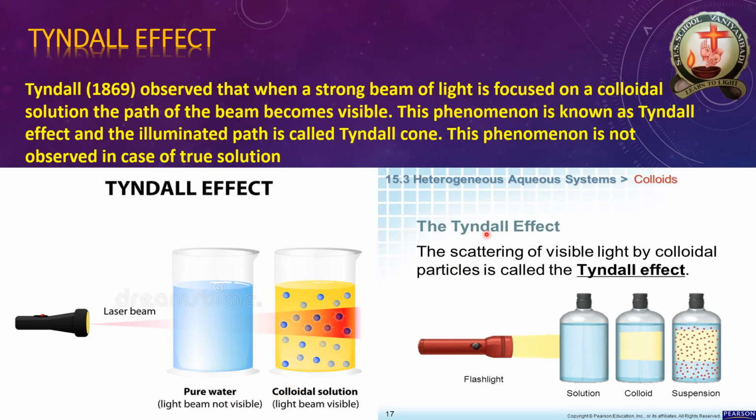Okay, then the Tyndall effect: the scattering of visible light by a colloidal particle is called the Tyndall effect. See there, solution, colloidal and suspension. In a true solution, we are not able to see the light or beam. In the colloidal part we can see the true light. Then in the suspension part we can see the maximum illuminated part. This is helpful to identify how much separation is happening inside the colloidal particle.